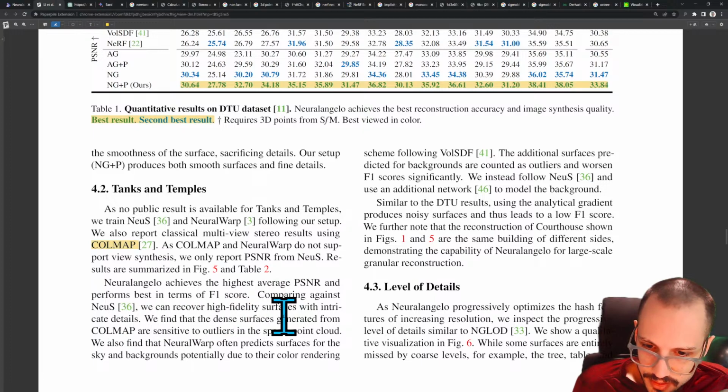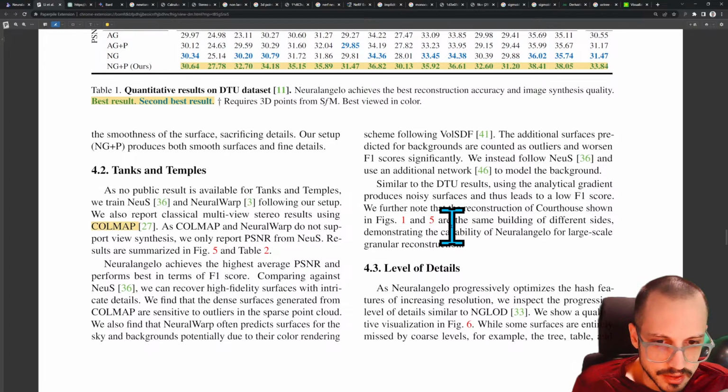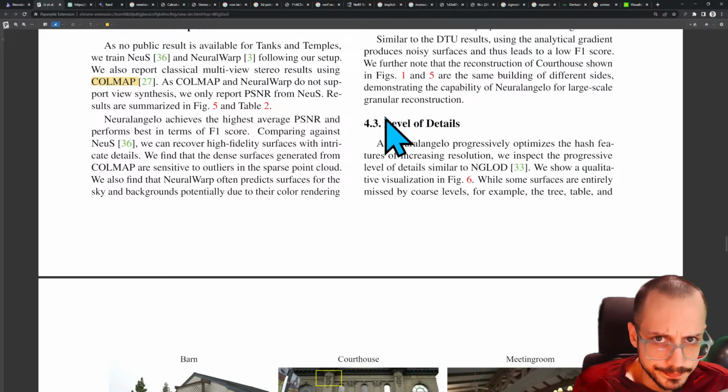Comparing against NeuS, we recover high-fidelity surfaces, dense surfaces generated. We also find that NeuralWarp often predicts surfaces for the sky and background. That's no good. Blah, blah, blah. Reconstruction looks good. Level of detail. Progressively optimizes the hash. We inspect the progressive level of detail.